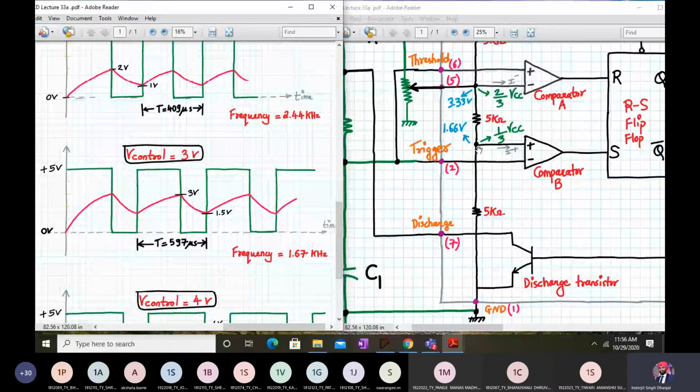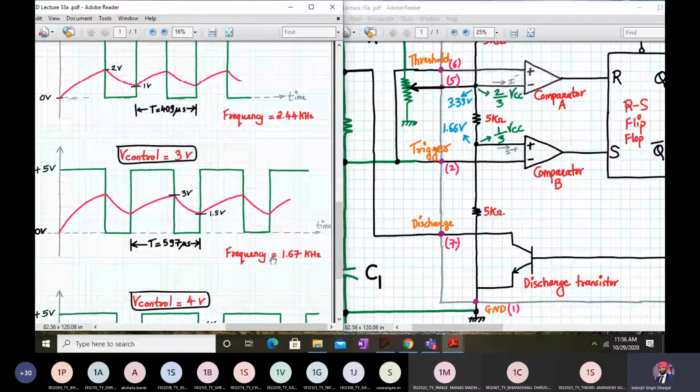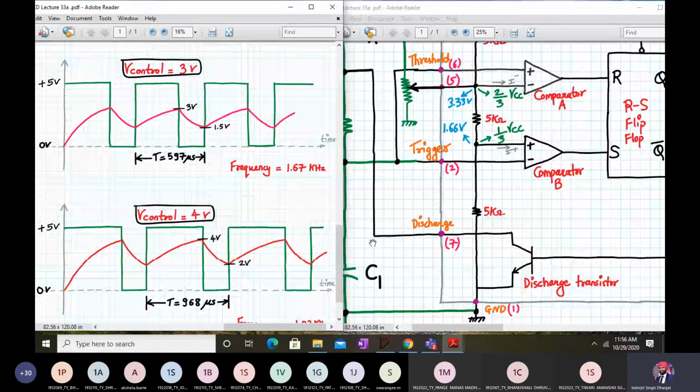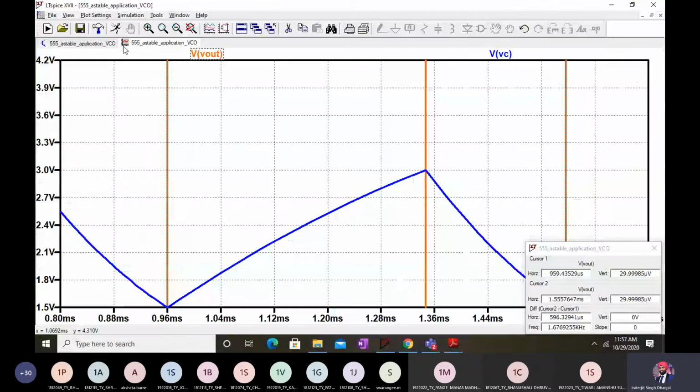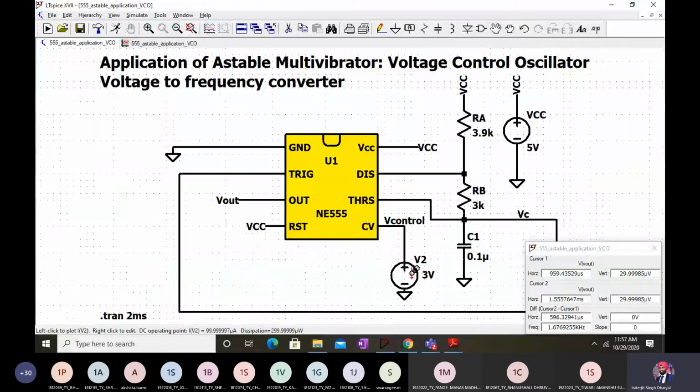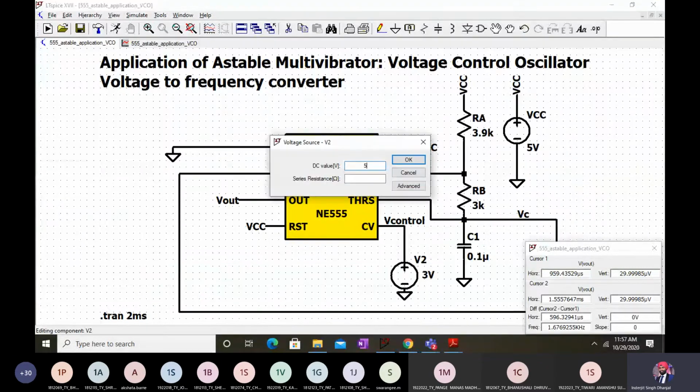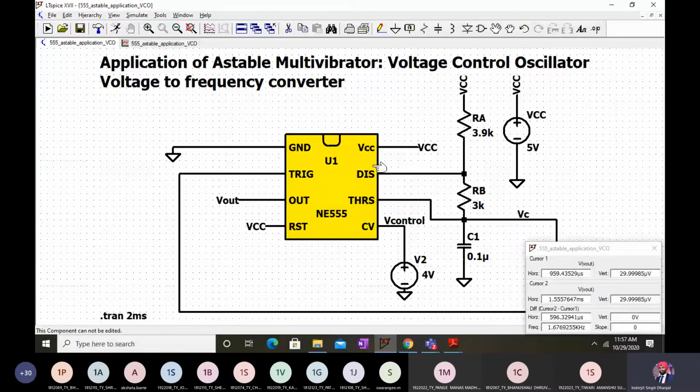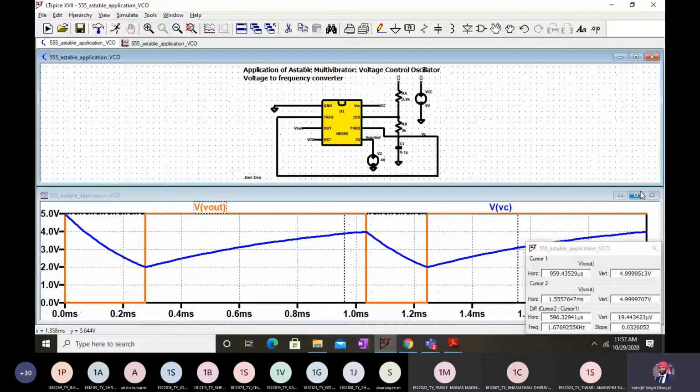So accordingly the time period has increased, and if the time period increases, my frequency will decrease. If I increase my control voltage to 3 volts, my frequency changes from 2.44 to 1.67 kilohertz. Now let us check one more last condition. I hope that you all are following, everyone. I'm changing this to 4 volt and simulating this again. Again the values are changing.